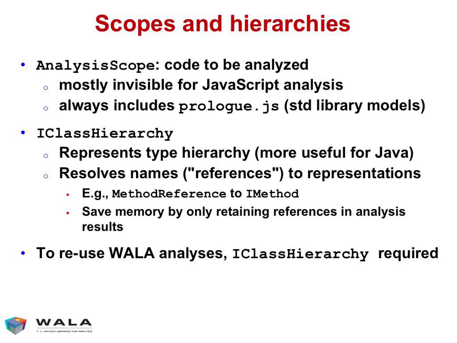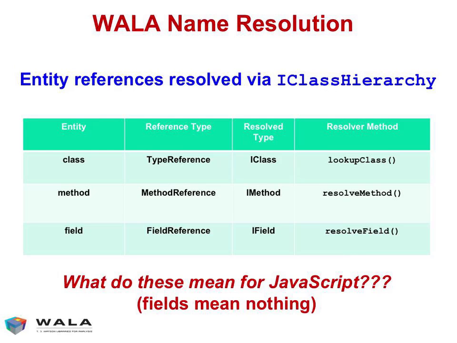The point here that's important is that when we were building the JavaScript front end, in order to reuse a lot of these core Walla analyses, we needed to have an I-class hierarchy, say to reuse the pointer analysis and call graph stuff in particular. So this is a slide that's mostly copied from the previous Walla tutorial that shows how different entities are resolved via the class hierarchy. So for classes, the reference is a type reference, and the resolved type is an I class, and you call this method lookup class on the class hierarchy to resolve it.